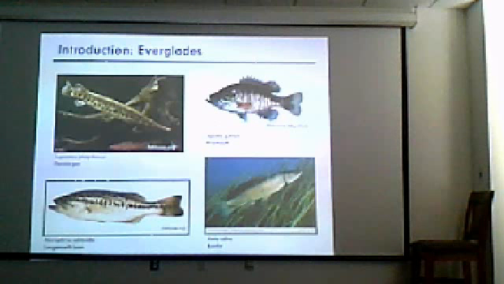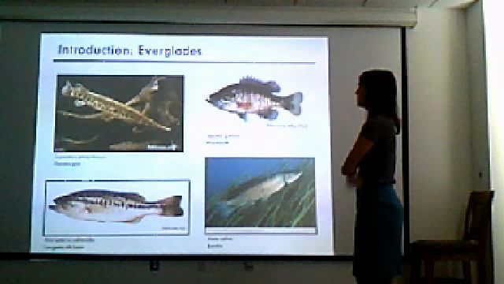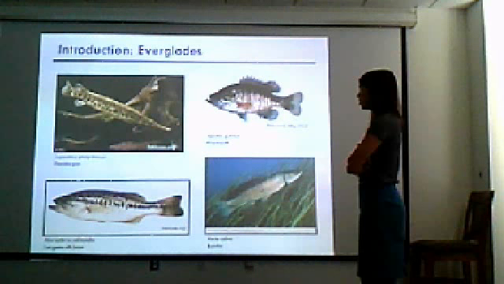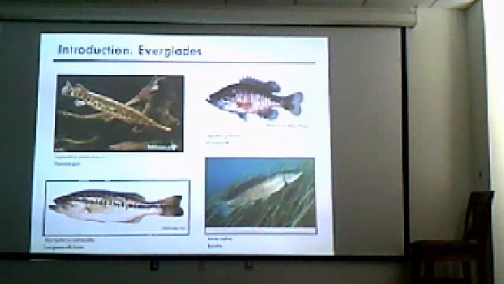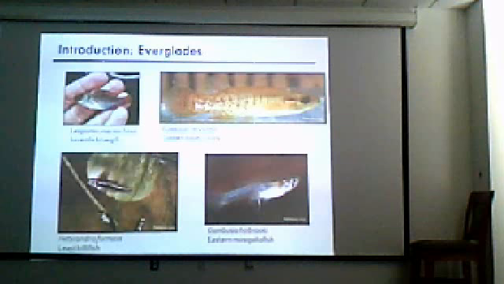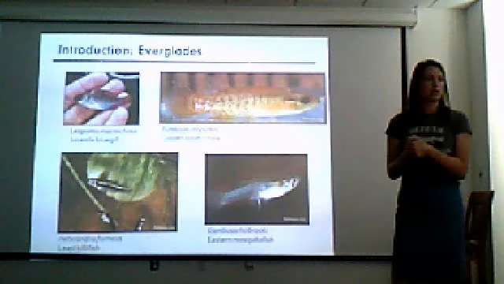So some of the larger piscivores I'm talking about are the Florida gar, as well as a whole slew of sunfishes, the largemouth bass, and bowfin. And we know from gut content data that these guys feed on smaller guys, like the juvenile sunfishes, the eastern mosquitofish, amongst others.